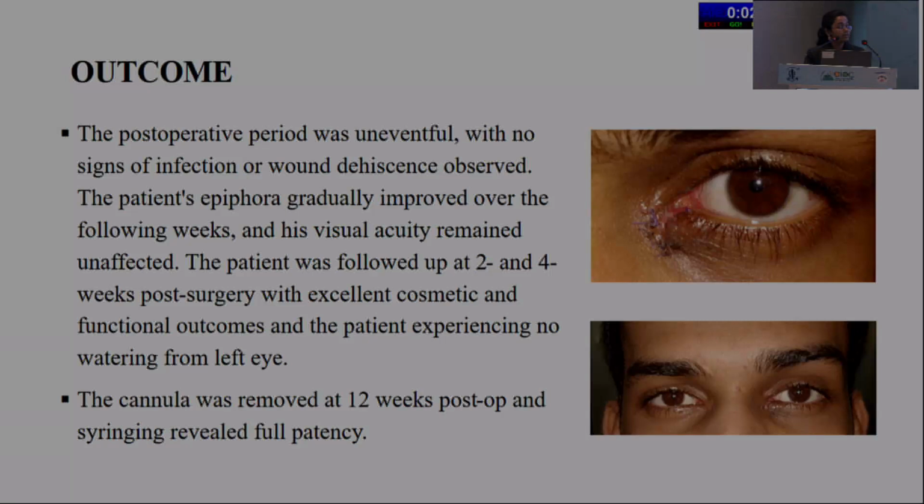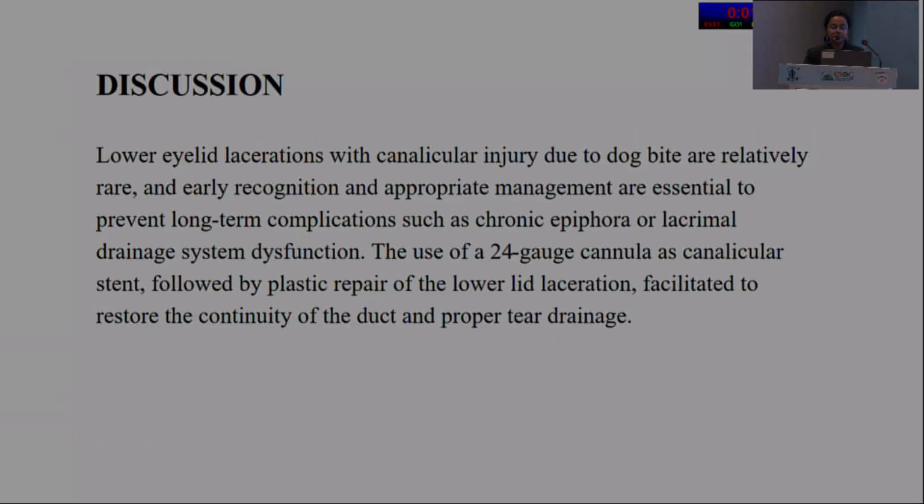The post-operative period was uneventful with no signs of infection or wound dehiscence. The patient's epiphora gradually improved over the following weeks. The visual acuity remained unaffected. The patient was followed up at 2 and 4 weeks post-surgery with excellent cosmetic and functional outcome, and there was no watering from the left eye. The cannula was removed at 12 weeks post-operatively and syringing revealed full patency.